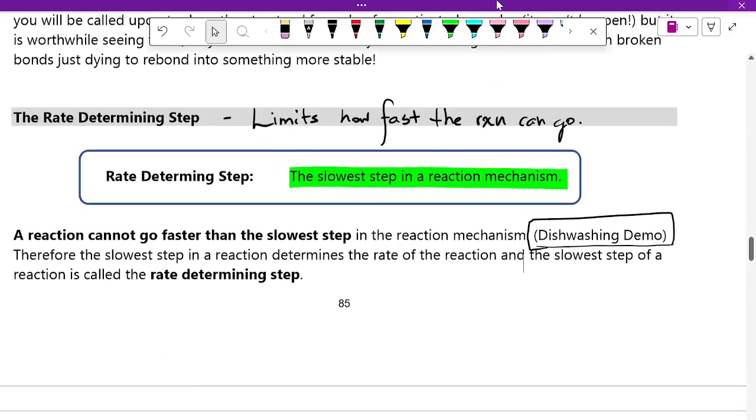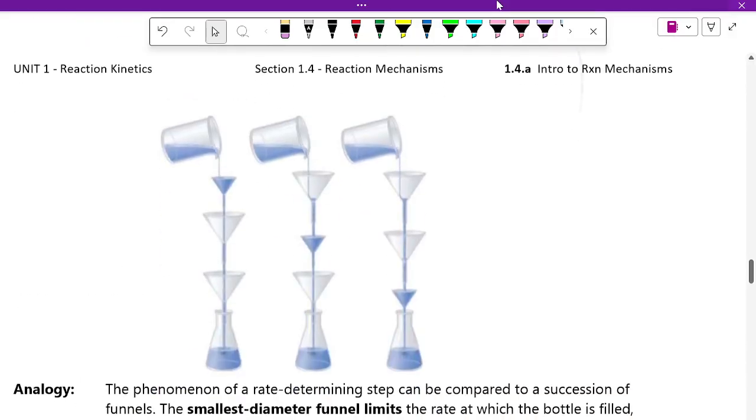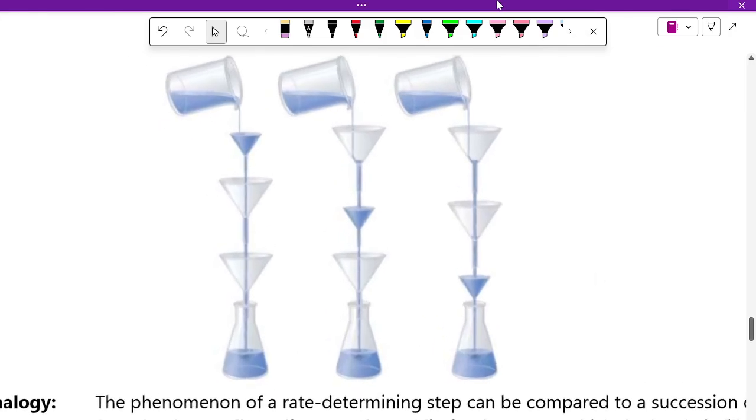So the slowest step determines the rate because we cannot go any faster than the rate determining step. And if you want another visual for that, other than the dishwashing demo, you can think, if I had funnels and I was not allowed to overflow the funnels, I could not pour the liquid any faster than the smallest funnel would allow. Does that make sense? Okay.